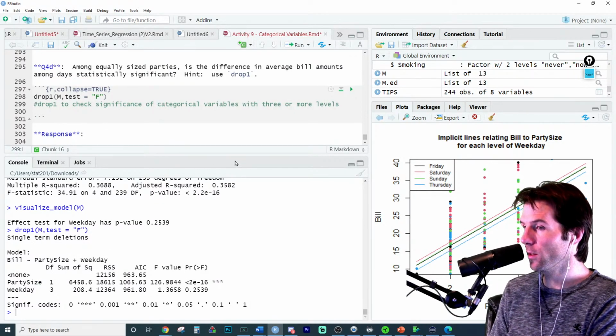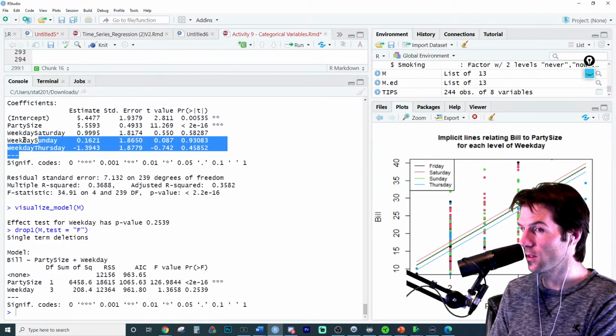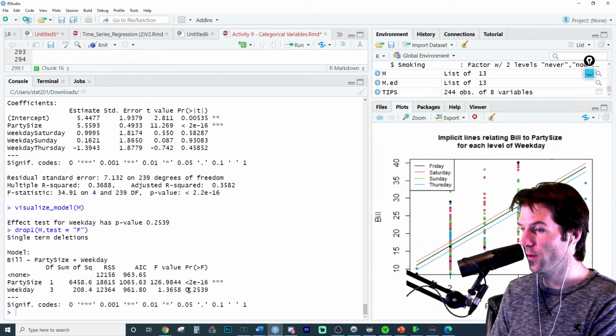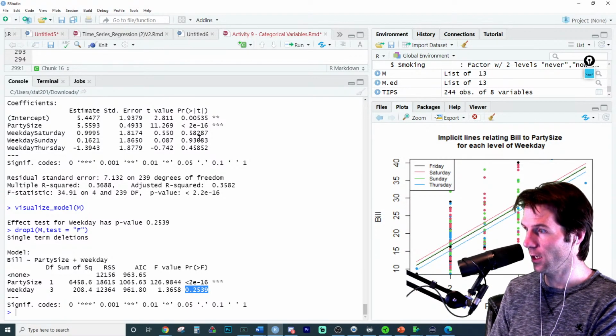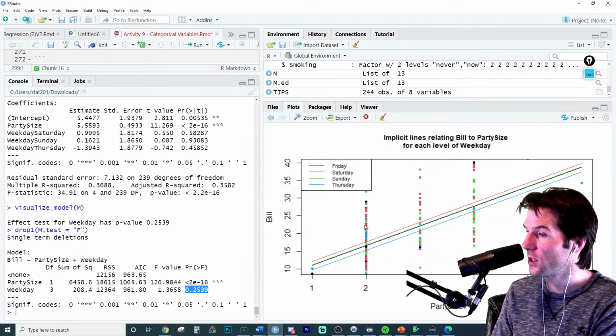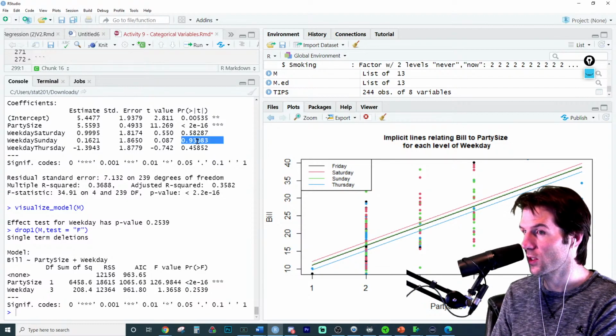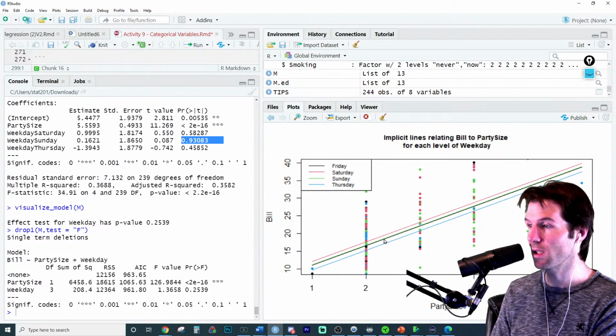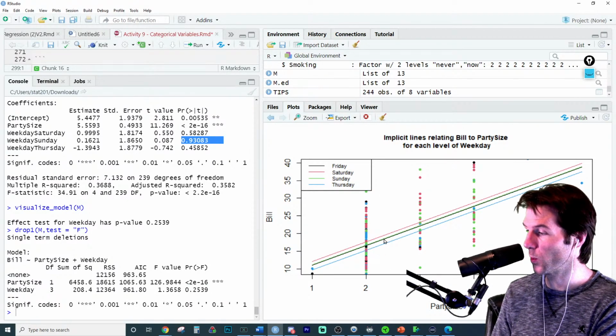And you don't want to look at the significance of these. If you notice, the variable itself is actually more significant than the indicators. The indicators are how statistically significantly different they are from the reference level. And the one that is closest to the reference level is Sunday. And look, Sunday has the least significance. But that's only because we're comparing it to the reference level.